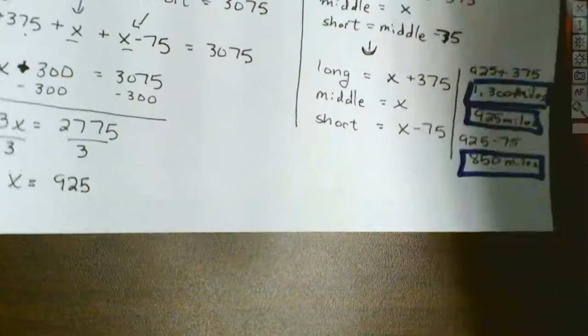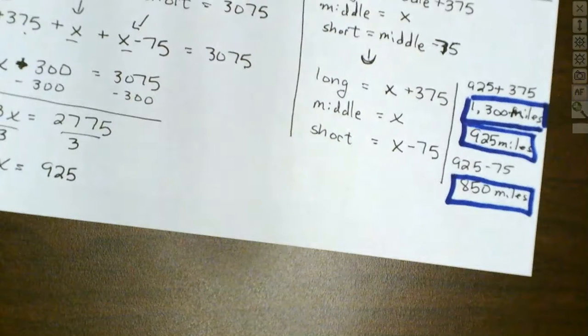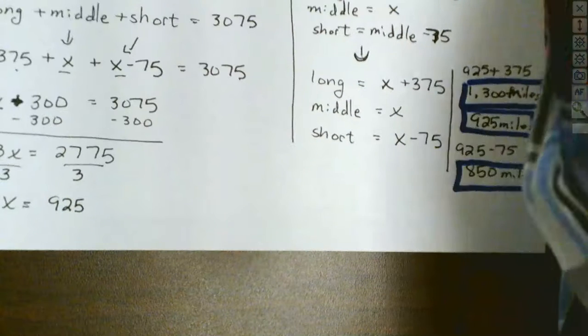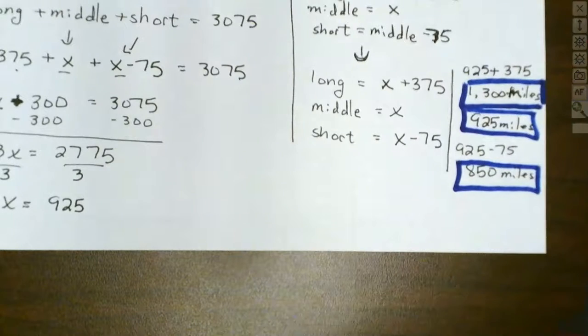So that's how to solve geometric figures and problems. Most of these are going to be using the perimeter. And what's the perimeter? Adding up all the sides. It doesn't matter what type of figure it is. Anytime we talk about perimeter, you add up all the sides.